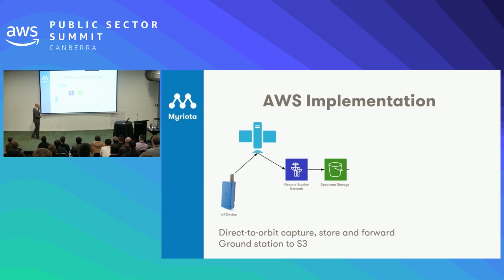Our satellites capture the signals as raw spectrum. They have an RF front end and they do an analog to digital conversion, and they take what they are hearing through to digital samples, and at that point they stop and they store that. And it's a store and forward system that then takes the outcome of that and downlinks that spectrum via the ground station network into S3. So we're doing a direct-to-orbit capture of raw spectrum with a store and forward through to S3.